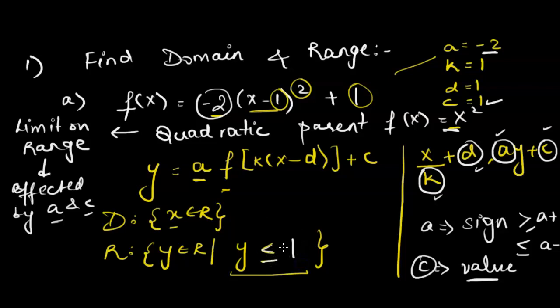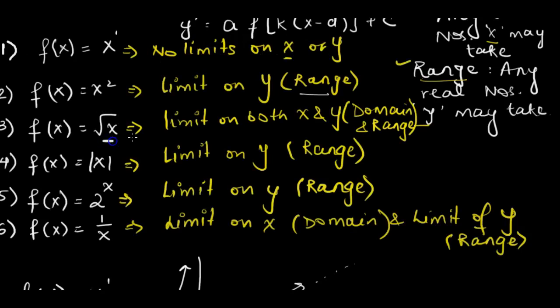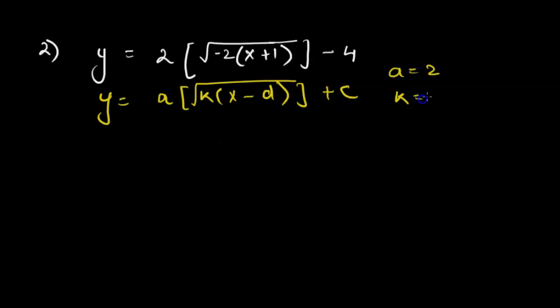Let's take up another example to understand it in a better way. Let's say now we have question 2. In the bracket, we have the square root of -2x plus 1 minus 4. We know this is a square root function, so we'll go back and check that for a square root function, we have limits on what? And we get to see that in a square root function, we have limits on both domain and range. We know the general transformed equation is a f(k(x minus d)) plus c. If f is not there, then we put whatever that respective function looks like. So we put a square root sign there. Now we know a is 2, k is -2.